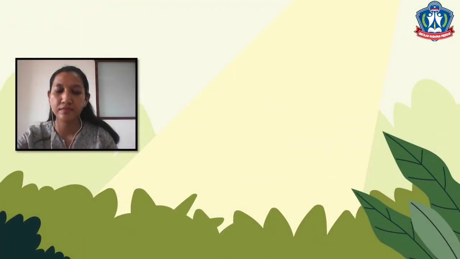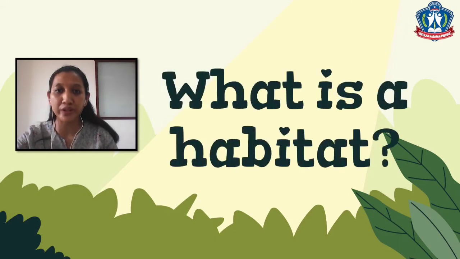Besides the plants, there are also some animals here. There is a crocodile, and then a crab, and also fish. So friends, what is a habitat? Let's find out.